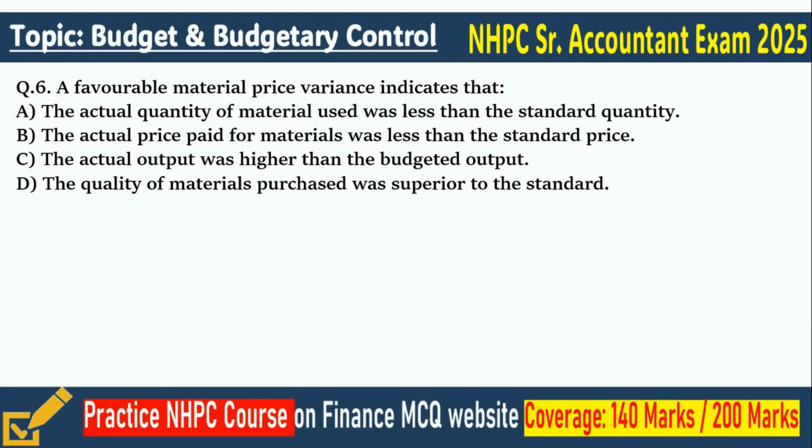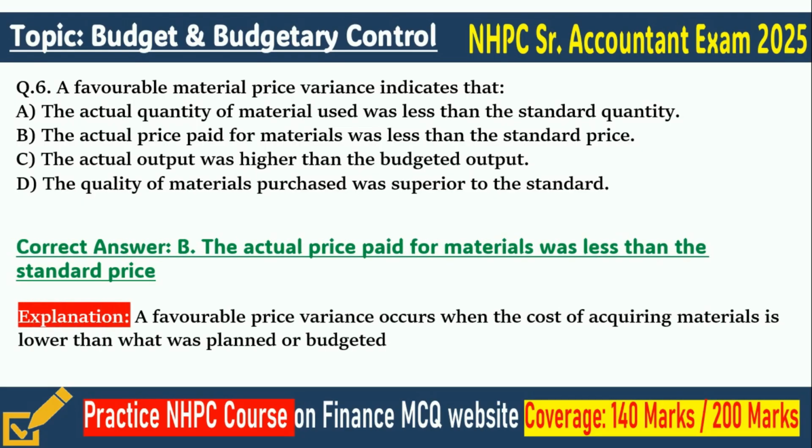Remember, we are speaking about favorable material variance. So that has to be in the favor of the organization. So think again, what should be the correct answer? So friends, the correct answer has to be option B, which says the actual price paid for materials was less than the standard price. So friends, a favorable price variance occurs when the cost of acquiring materials is lower than what was planned or budgeted.